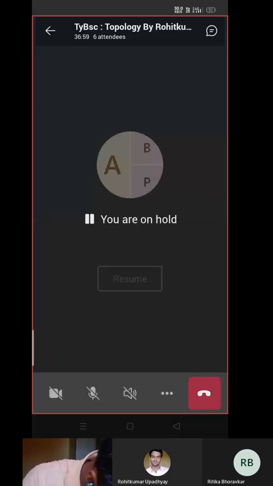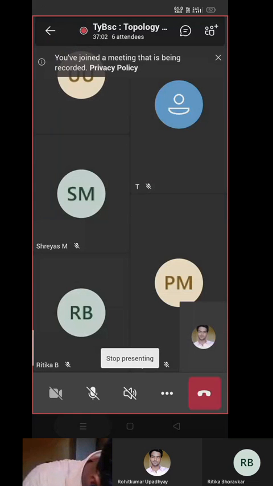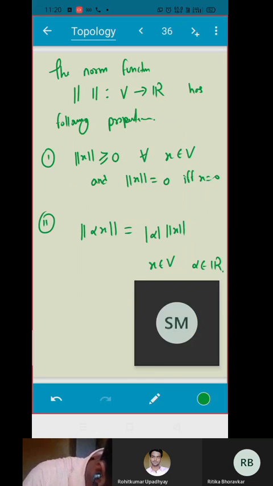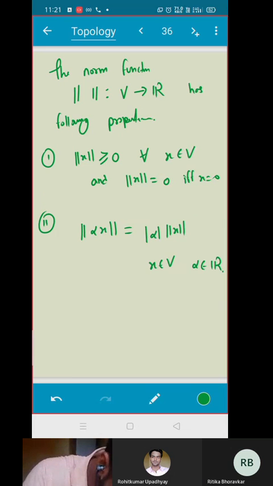Calling you from Kotak Mahindra Bank, and it was Rohit. Sorry. Yeah. See whether the sharing is now done. Yeah. Can you see the screen?